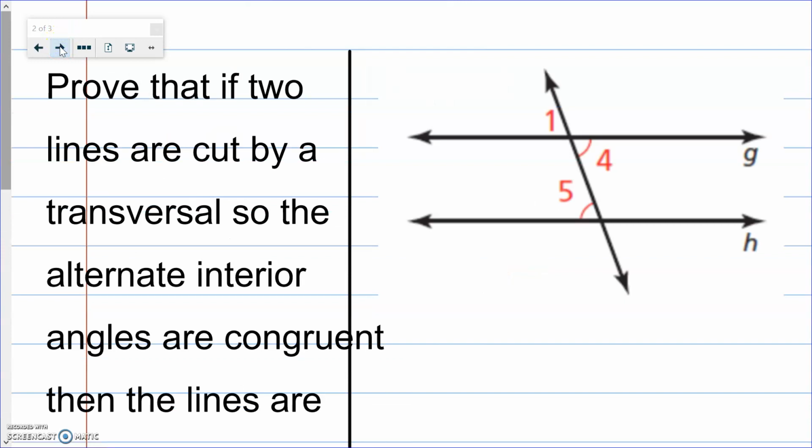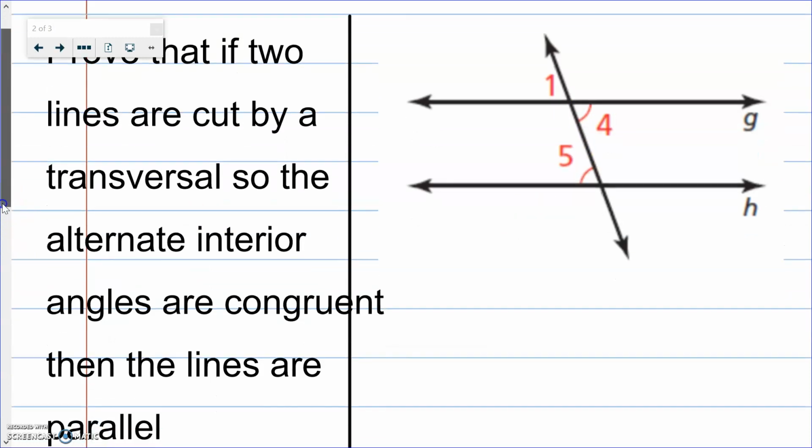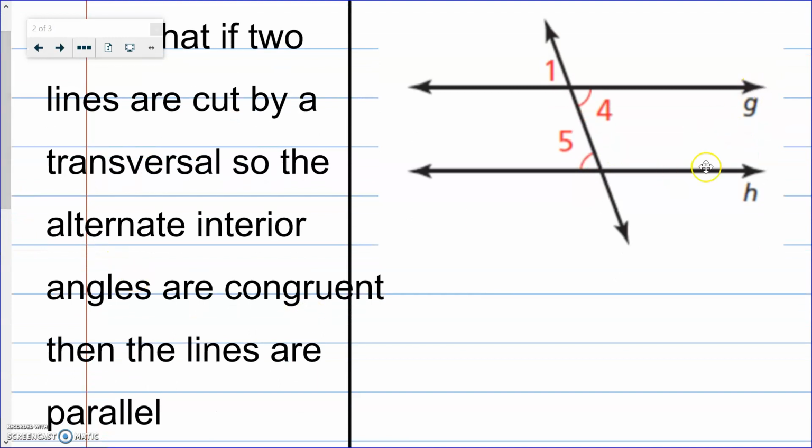Okay, so here's an example. We have two lines, G and H, and they are cut by a transversal. We want to prove that if two lines are cut by a transversal so that the alternate interior angles are congruent, here are our alternate interior angles 4 and 5, and we are told they are equal, then the lines are parallel, that G and H are parallel. Right now we don't know that.